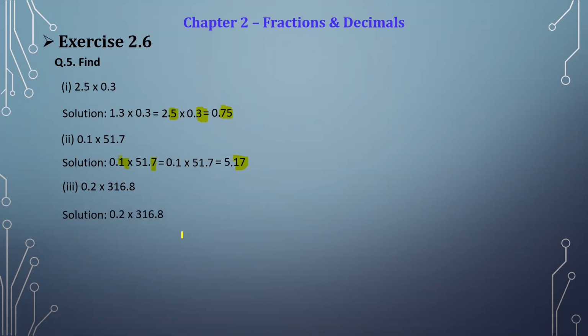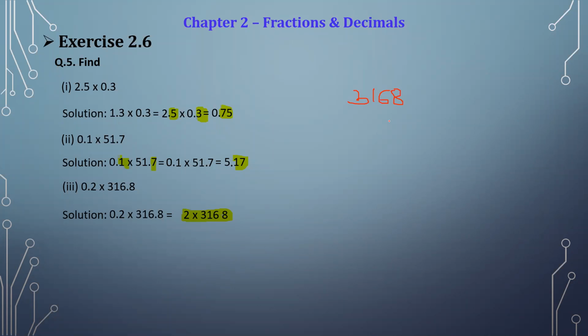So again the first step is to ignore the decimal points. For a temporary purpose we are going to remove those decimal points, and afterwards we are going to bring them back. Now after ignoring the decimal points, the numbers became like this: 2 into 3168. Both are now whole numbers. That is what we obtained after removing or ignoring those decimal points.